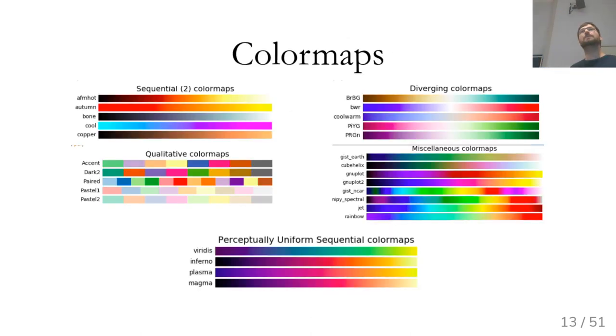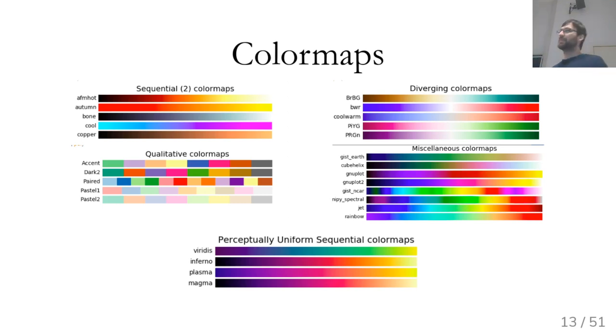So talking a little bit more about colors, whenever you visualize a continuous variable, like using color or brightness or hue or saturation, you're using a color map that goes from a 1D continuous value to a color. Here are some of the color maps in matplotlib. And actually the choice of the color map is quite important.